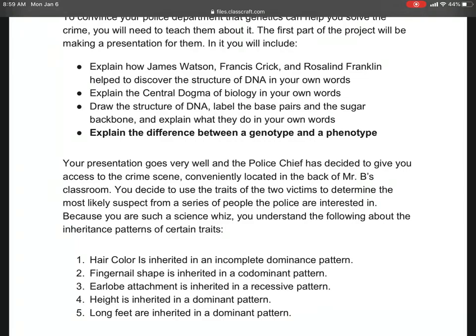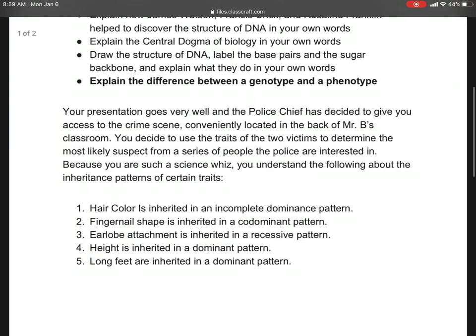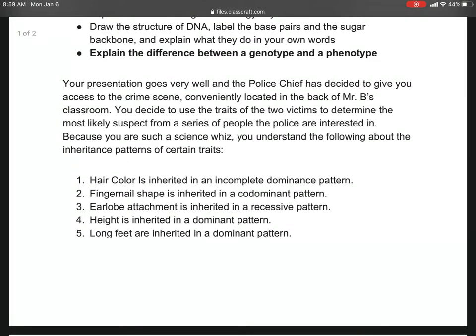And then also explain the difference between a genotype and a phenotype. Those are two different things, both important, but you need to know the difference between them. So after you do your presentation, the police chief has decided to give you access to the crime scene, conveniently located in the back of Mr. B's classroom. So I think most of you have seen the crime scene already.